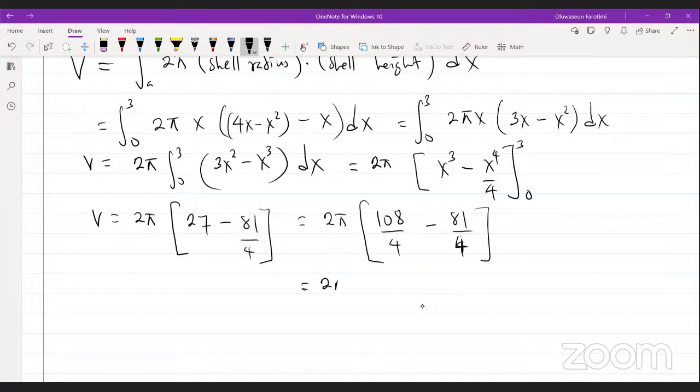So this is going to be 2 pi multiplied by 108 minus 81, which is 27 over 4. So at the end of the day, my volume is going to be 27 pi over 2. Does this make sense, guys?